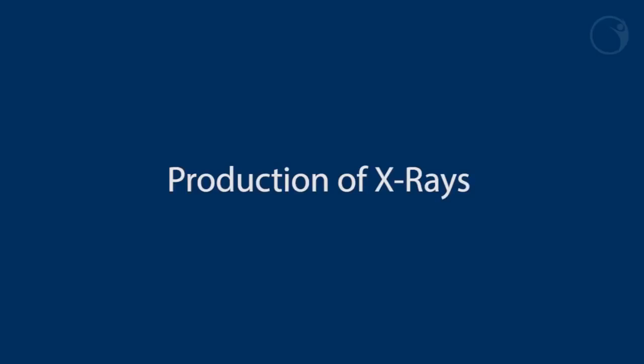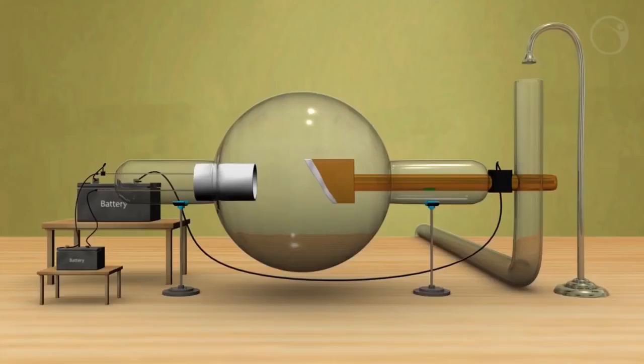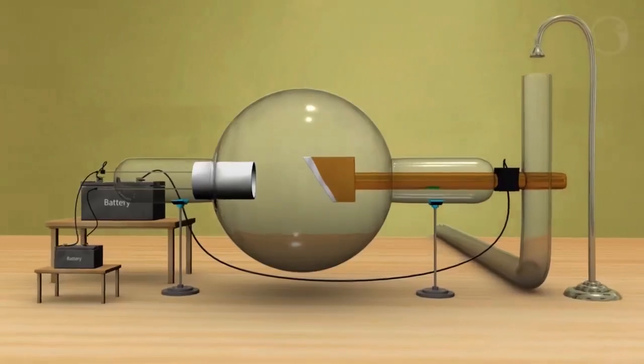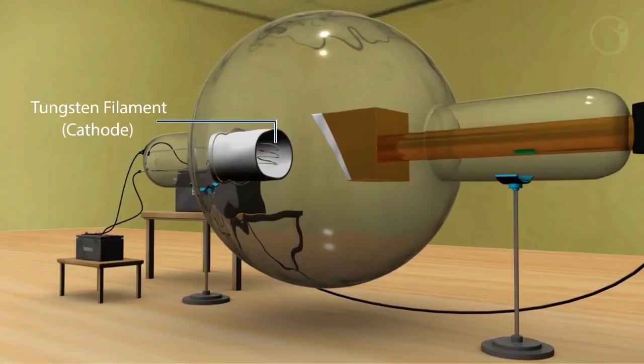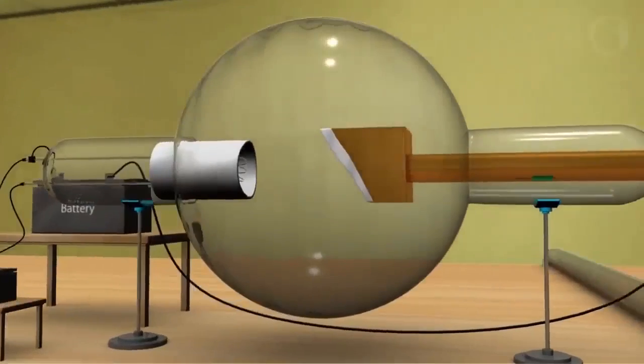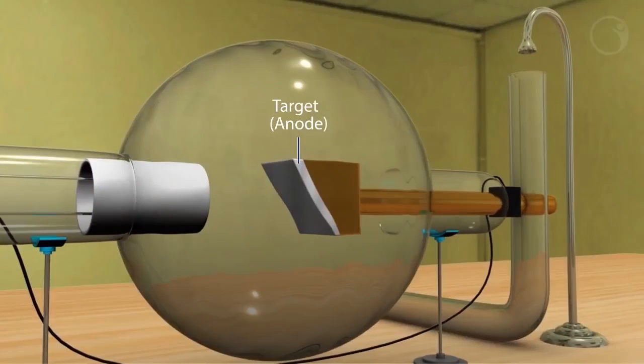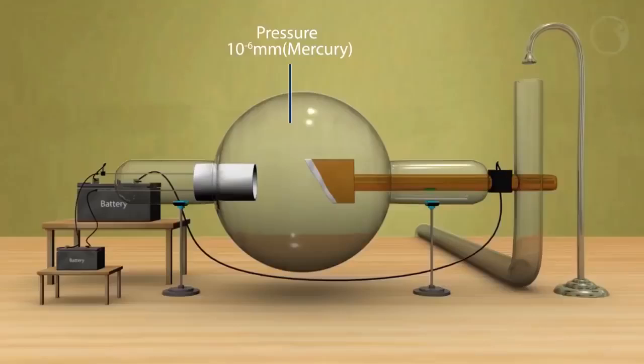Production of X-rays. The lab setup shown here was designed by Coolidge, and hence it is called the Coolidge tube. It contains a highly evacuated glass bulb containing a cathode, which is a tungsten filament, and an anode, which is a target made up of metal of high atomic weight. The pressure inside the bulb is maintained at 10^-6 millimeters of mercury.